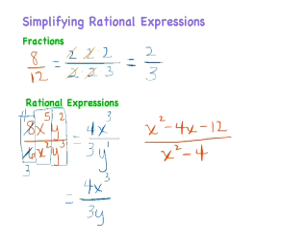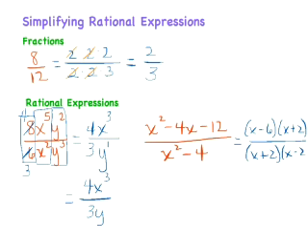Now in the second example here, we have two quadratics in our numerator and our denominator. And as is, they are not in factored form. So that's the first thing we need to do. We need to rewrite these in factored form. So x squared minus 4x minus 12 factors to x minus 6 and x plus 2. x squared minus 4 factors to x plus 2 and x minus 2.